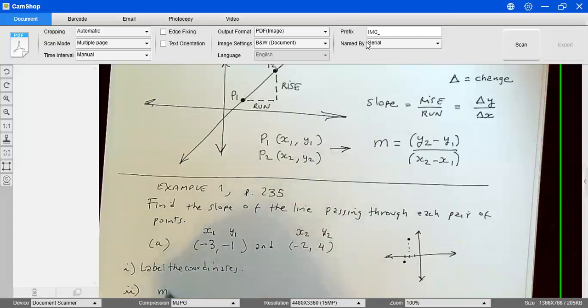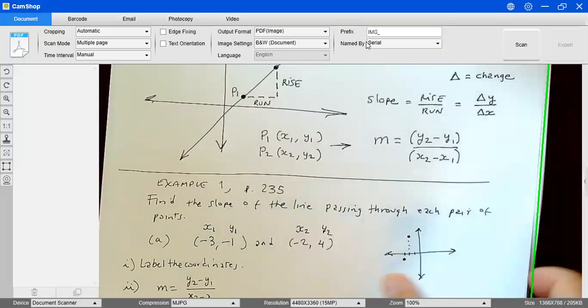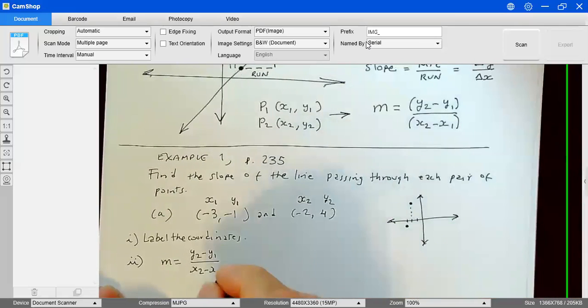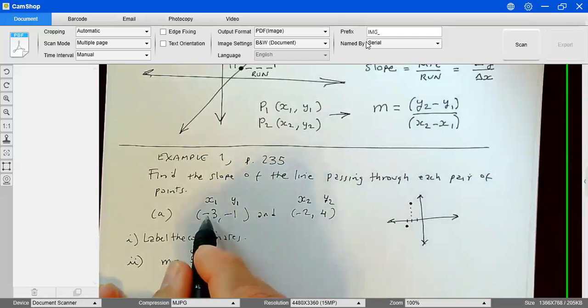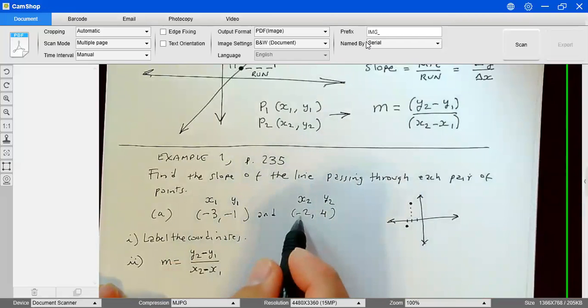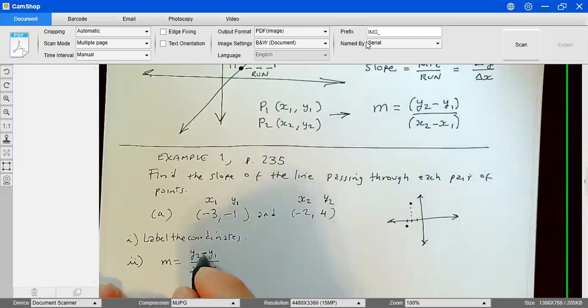So once you have the labels, you're gonna use your formula. So you're gonna have m equals y2 minus y1 over x2 minus x1. So now this step is crucial. You can see here a negative sign that is part of the formula. And you can see here negative signs that are part of the coordinate. So be careful. You need to keep the negative sign that is part of the formula and also write the negative sign that comes with the coordinate.